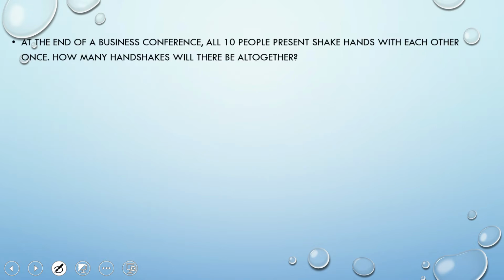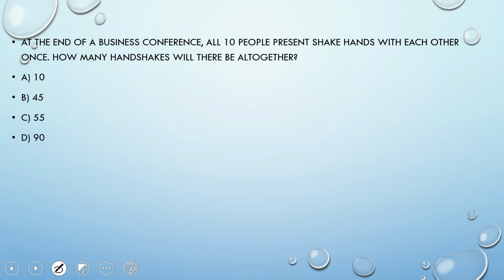Okay, we have the next question. At the end of a business conference, all 10 people present shake hands with each other once. How many handshakes will there be altogether? We have options A 10, B 45, C 55, D 90.